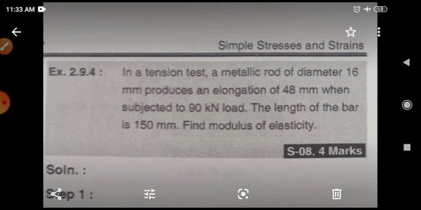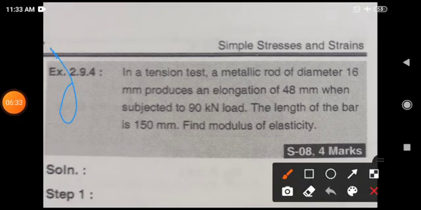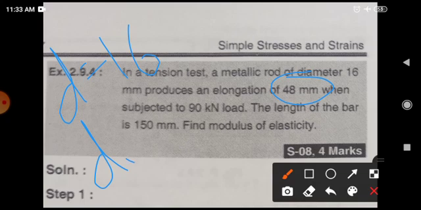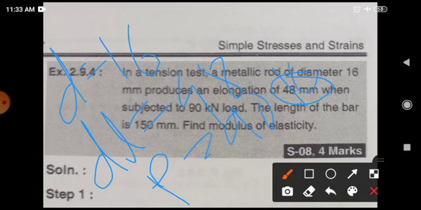In that test, a metallic rod of diameter 16 millimeter, first thing given, diameter equals 16 millimeter, produces an elongation of 48 millimeter. This elongation is the change in length, dL, 48 millimeter. Then it is subjected to 90 kilonewton, that means the load is given as 90 kilonewton. The length of the bar, that means its original length, is also given, 150 millimeter. Find out the modulus of elasticity. All the things that we have discussed in the last problem, we have to use over here.